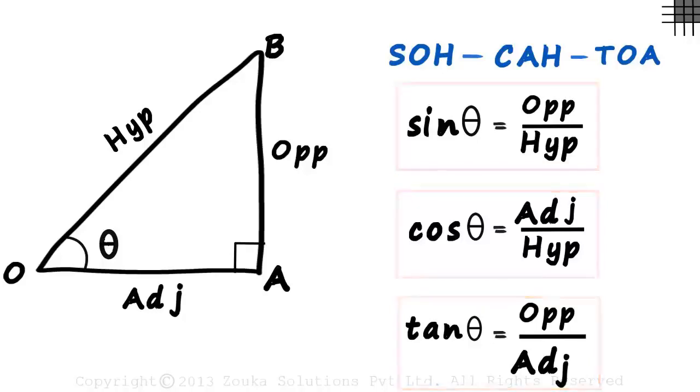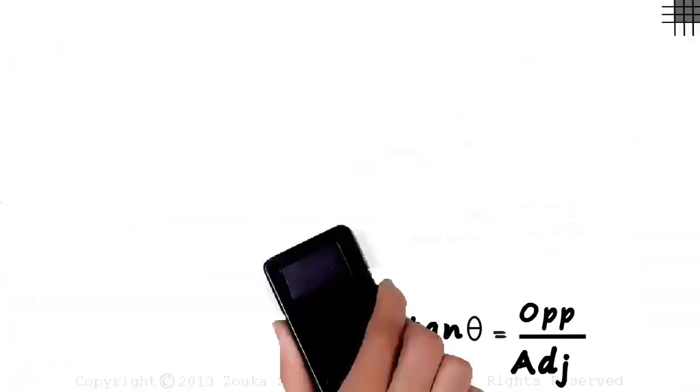But how are these three functions related to the angle theta? What happens to them when theta changes? Are they directly or inversely proportional to theta? All these questions can be answered with the help of one concept called the unit circle. The concept of the circle is very simple.